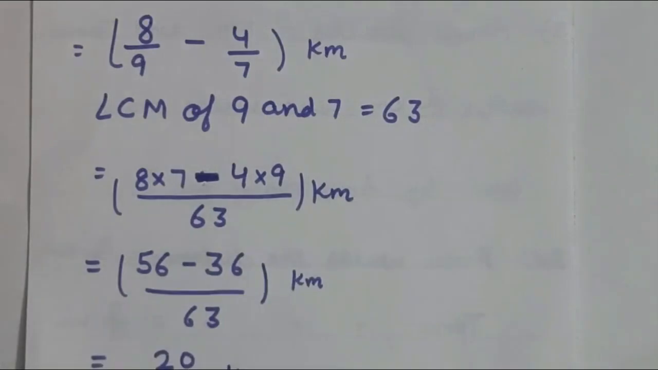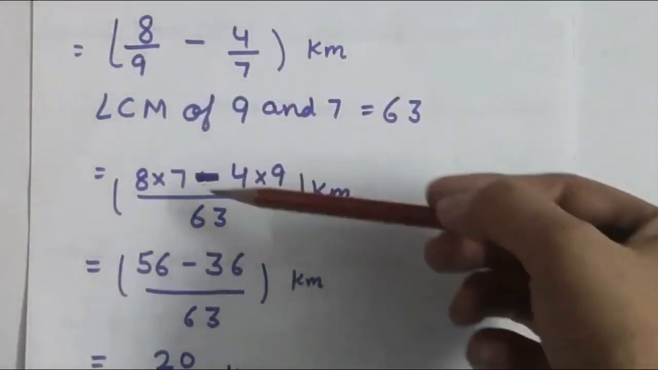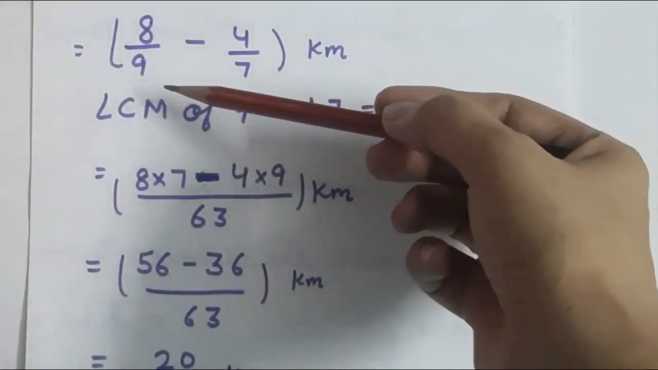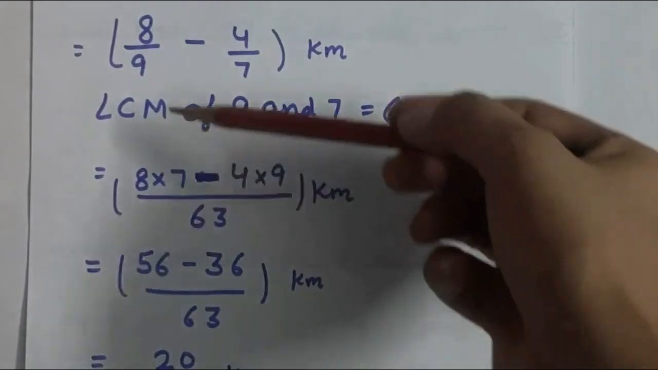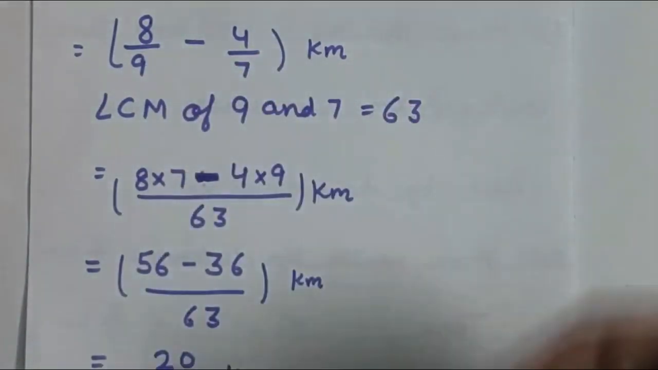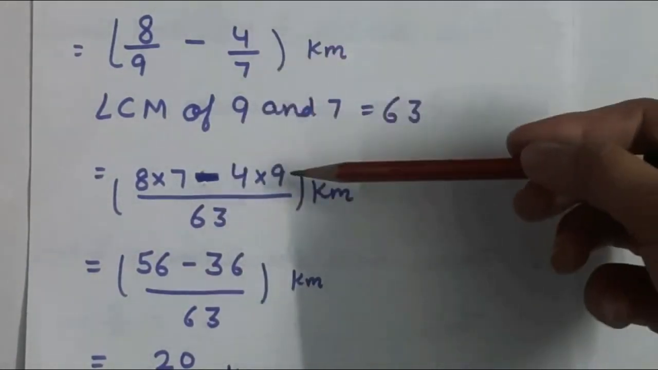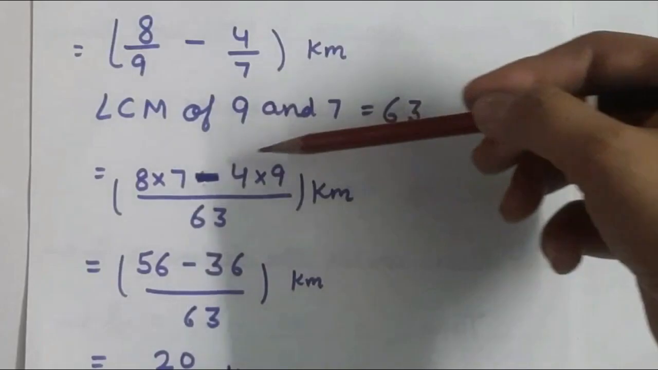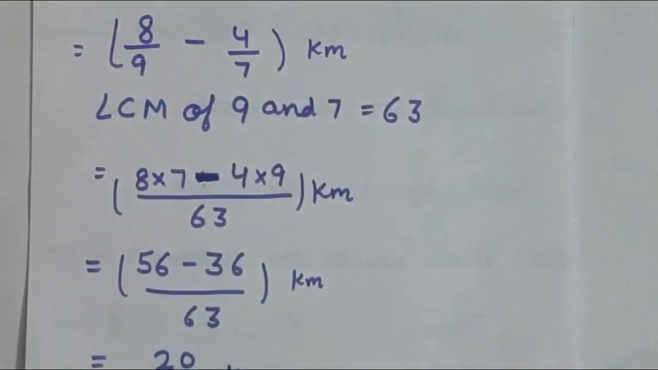9 7s are 63. Now the denominator is 63. 63 divided by 9 gives 7, so the numerator 8 will be multiplied with the quotient 7, minus 63 divided by 7, we will get quotient 9. So 4 multiplied by 9. 8 into 7 minus 4 into 9, and the denominator will be 63.